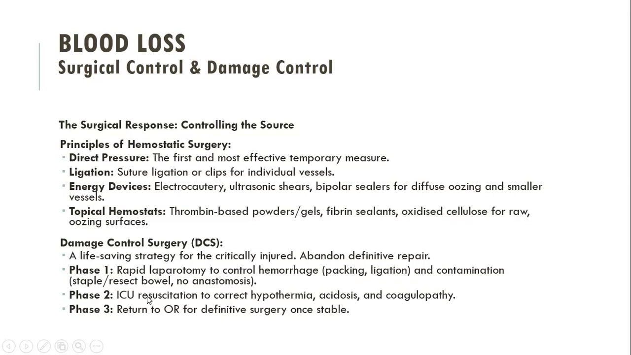In phase two, the patient is shifted to the ICU where he or she is resuscitated to correct hypothermia, acidosis, and coagulopathy. These are very dangerous signs. Whenever there's hypothermia, acidosis, or coagulopathy, you have to correct them in the ICU. When all these things are corrected, the patient returns to the operating room for definitive surgery once the patient is stable. So damage control surgery is performed in these three phases.